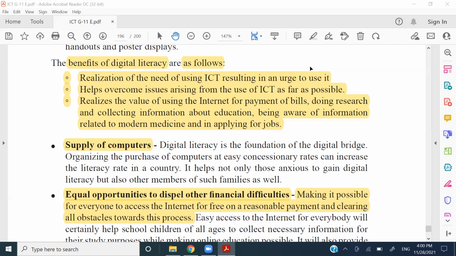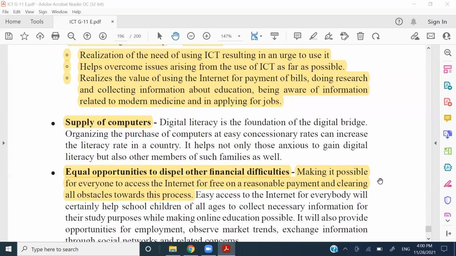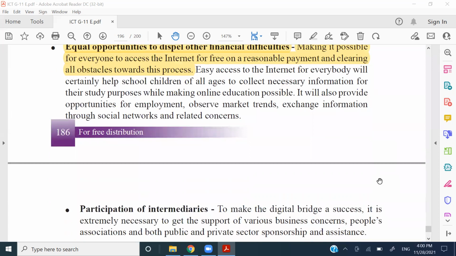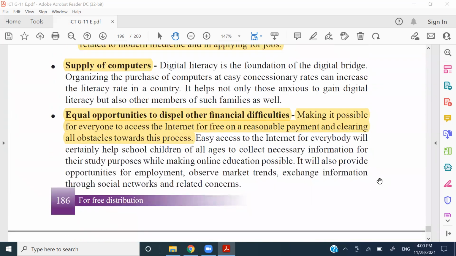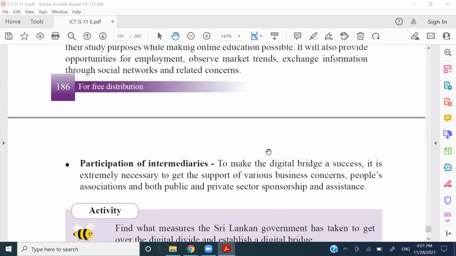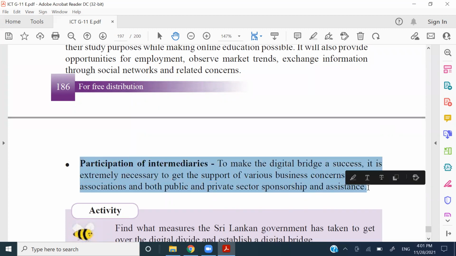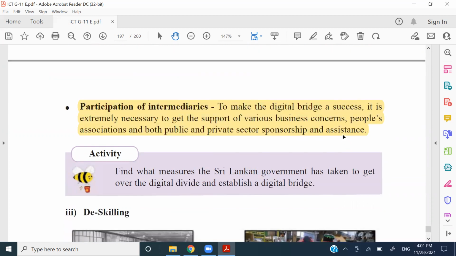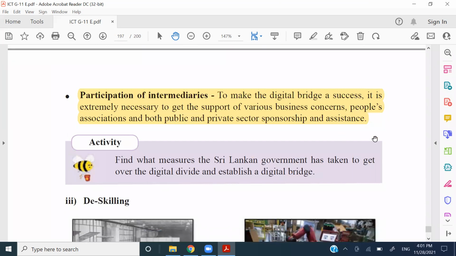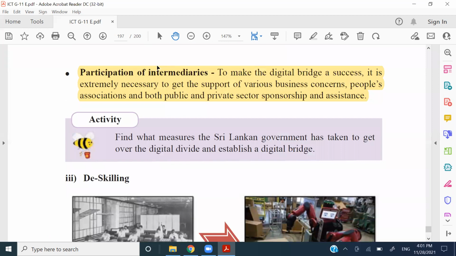Right, one is done. How about others? Okay, let's move forward. Regarding the participation of intermediaries, yes, we have to write this. Then we can go for the de-skilling part, right? Copy this as well, people.